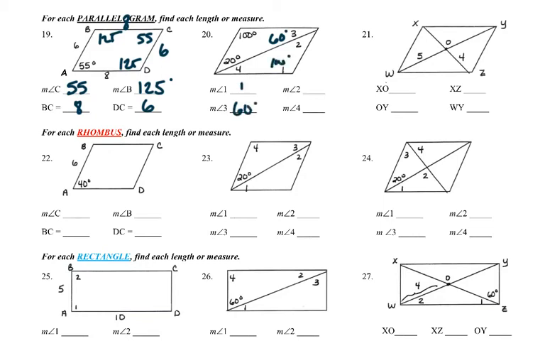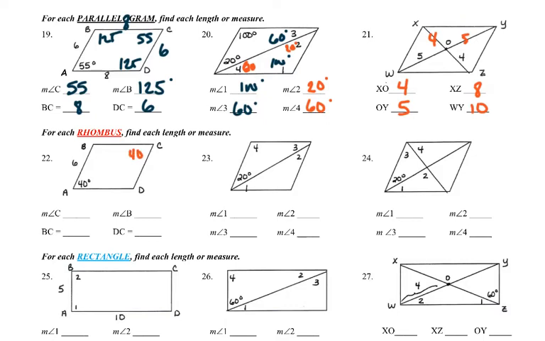Angle 1, of course, is 100 because it matches. And then because of Z angles, you get a 60 here and a 20 here. So angle 2 is 20, angle 4 is 60. When you just do the diagonals and the lengths of segments, it's a lot easier. XO is 4, making XZ 8. OY is 5, making WY 10.